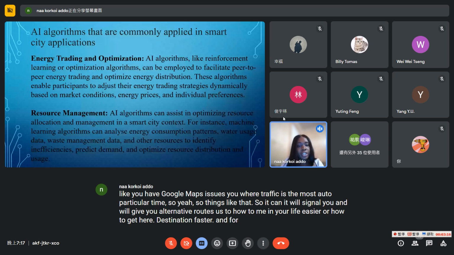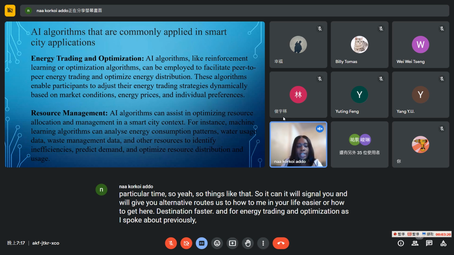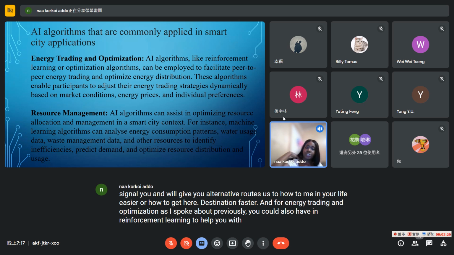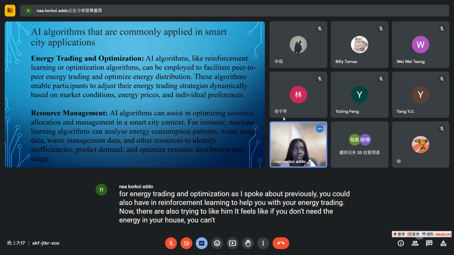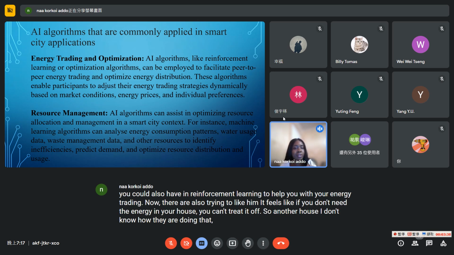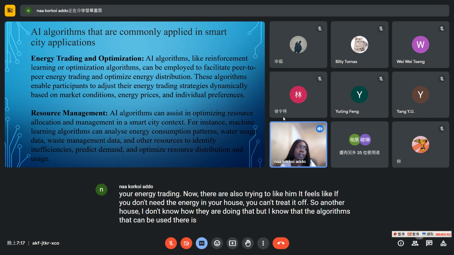For energy trading and optimization, as I spoke about previously, you could also have reinforcement learning to help you with your energy trading. They are also trying to do it so that if you don't need the energy in your house, you can trade it off to another house. I don't know how they are doing that, but I know that the algorithm that can be used there is reinforcement learning.